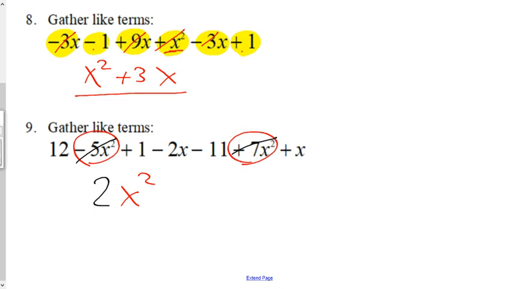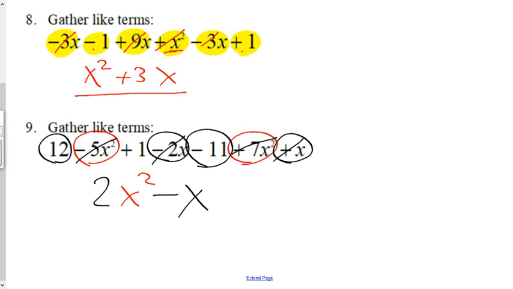My next ones are my x's. A negative 2x and a positive 1x make a negative 1x, or more properly speaking, just negative x. Those are done. And finally, when you combine the constants of a positive 12 and a negative 11 and a positive 1, these two make positive 13. Altogether, you would have a negative 2.